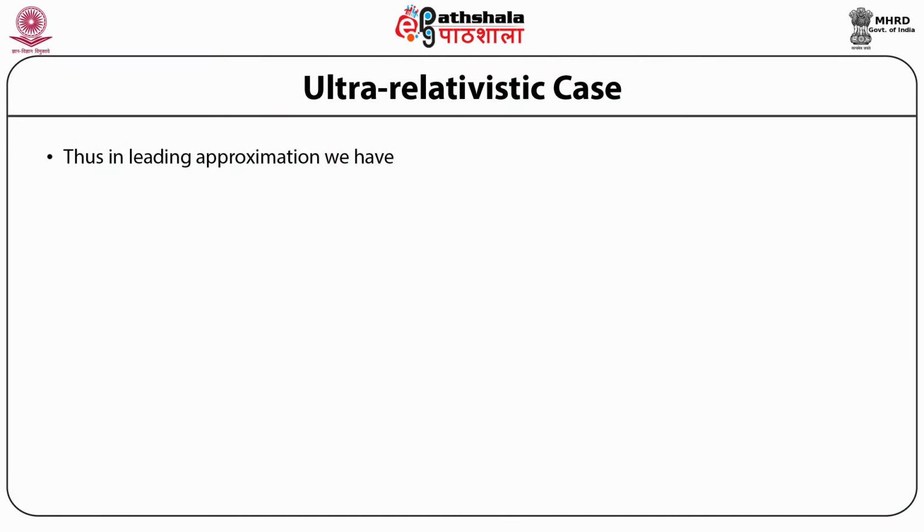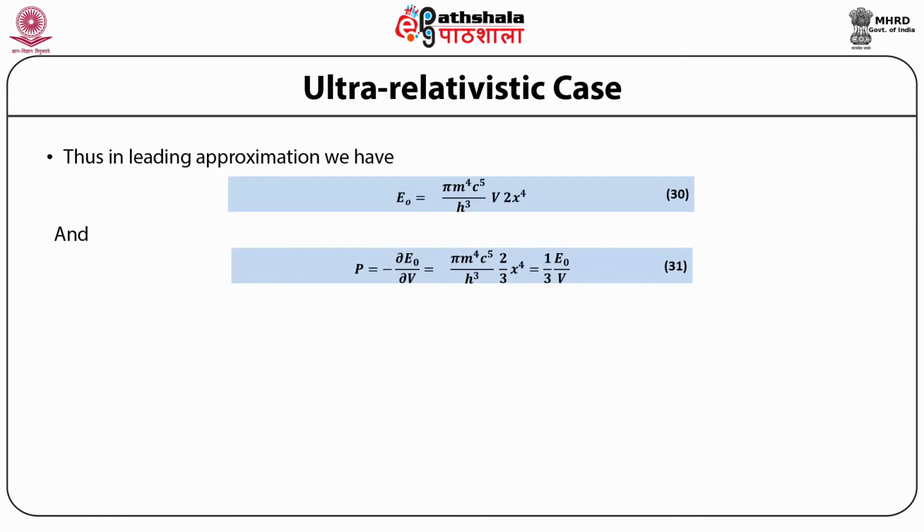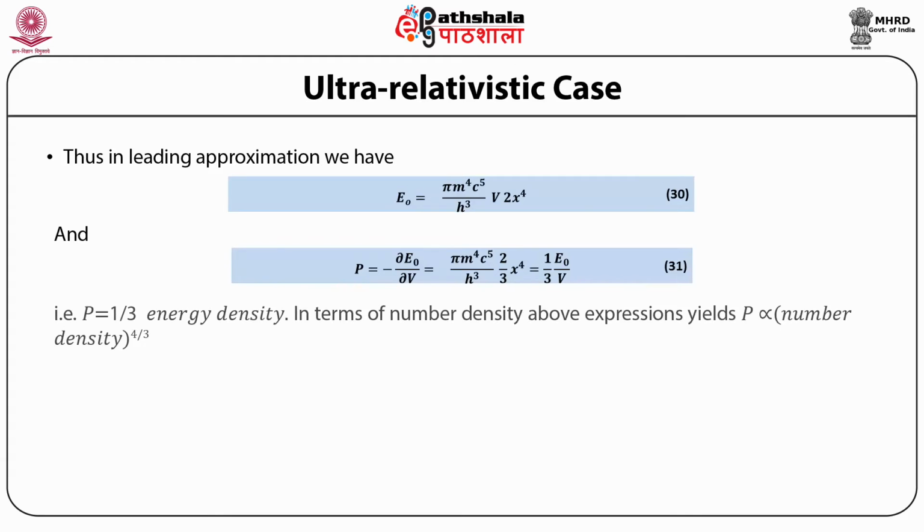Thus, in leading approximation, we have E0 is equal to πm^4c^5 upon h³ into V into 2 into x^4. Or P is equal to minus ∂E0/∂V is equal to πm^4c^5 upon h³ into 2 upon 3 x^4 is equal to 1 upon 3 times E0 upon V. That is, P is equal to 1/3 of the energy density. In terms of number density, the above expression yields that pressure is proportional to number density raised to power 4 upon 3.